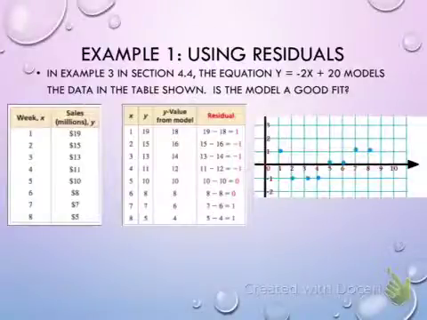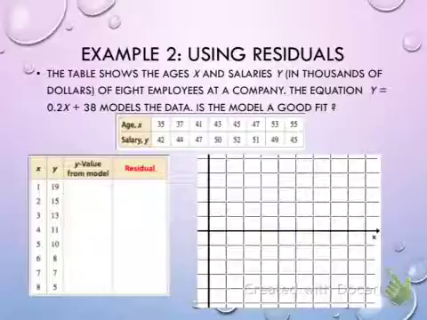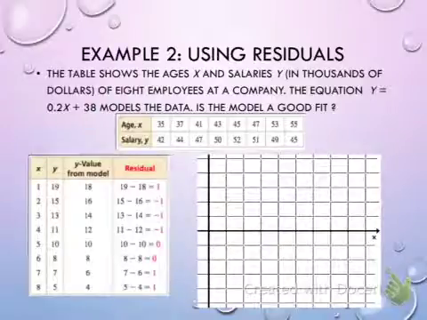So let's look at another example. The table shows the ages x and the salaries y in thousands of dollars of 8 employees at a company. The equation y equals 0.2x plus 38 models the data. Is the model a good fit? So first off, we have our original information. Then, using our equation, y equals, not negative 2x, but 0.2x plus 38, what is going to be my residual? I've gone ahead and calculated those.